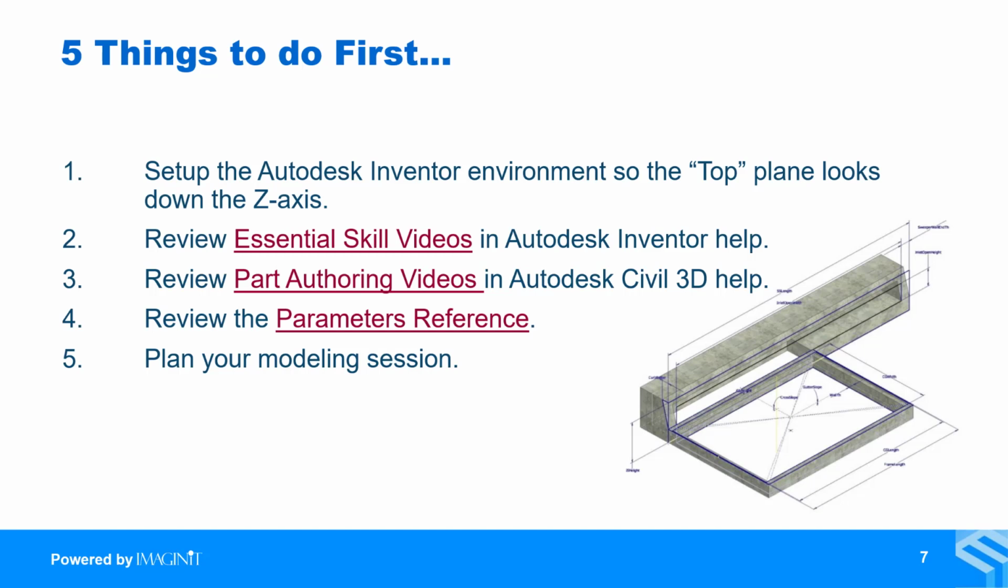So the 5 things that I always recommend to do first is once we get into the Inventor environment, we need to change what the software views as the top, right? Inventor will have its axis that's slightly shifted from what we typically look at with Civil 3D. And if you don't make this change, then all of the parts that you create, when it comes time to insert them into Civil 3D, they'll be laying down on their side. So that's definitely one that we want to do.